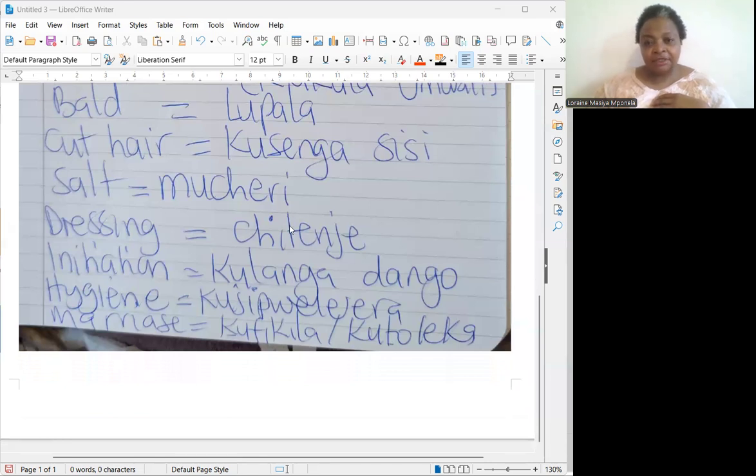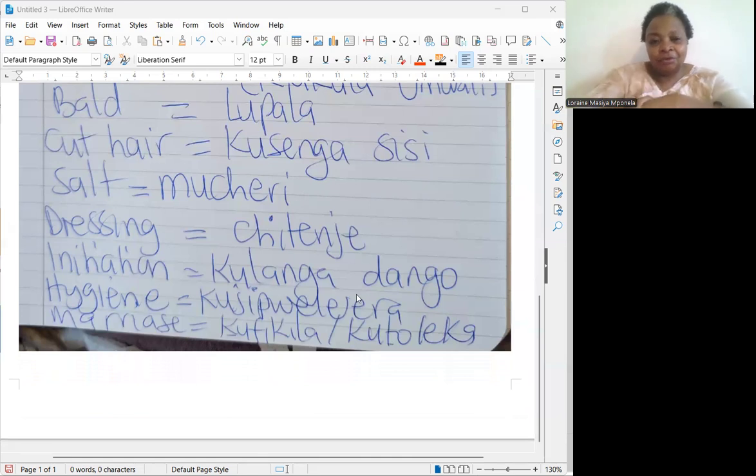Like I said, your dressing also changes. You start wearing chitenje. Chitenje is a wrap that you cover yourself with. It adds respect to you so that you are not all over the place. Chitenje kind of puts you together.